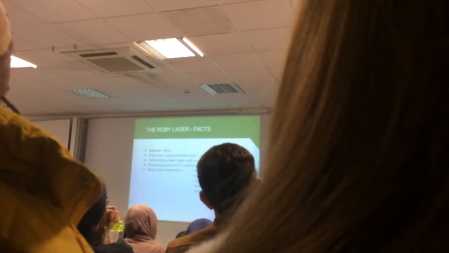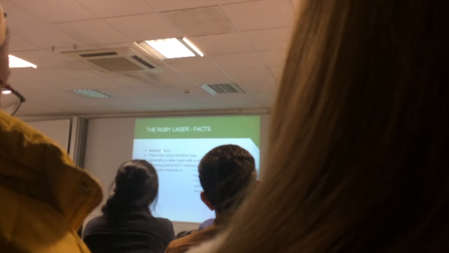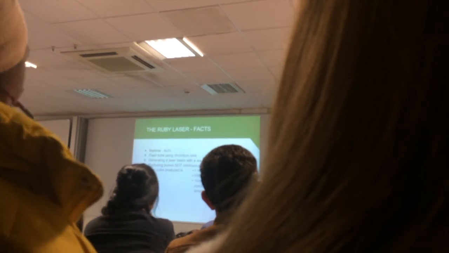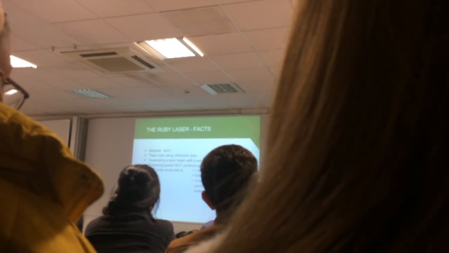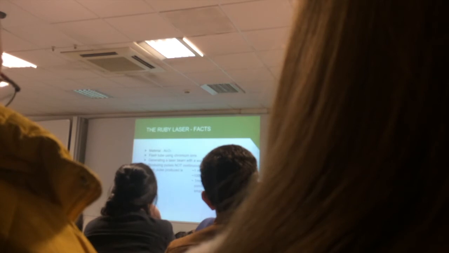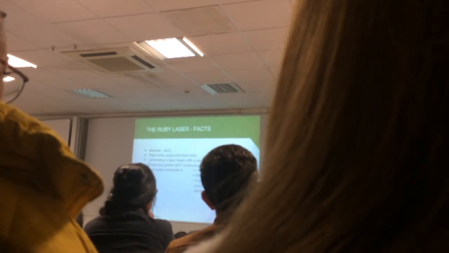Now, here are just a few facts, and again, this is something for your own reference. What is a ruby crystal made of? What wavelength does it emit? 694.3 nanometers. Again, if you think about the visible light spectrum, 380 to 780 nanometers. Anything around about the 600 mark, you're in the red sort of area. Hence, this has been a more red light laser.